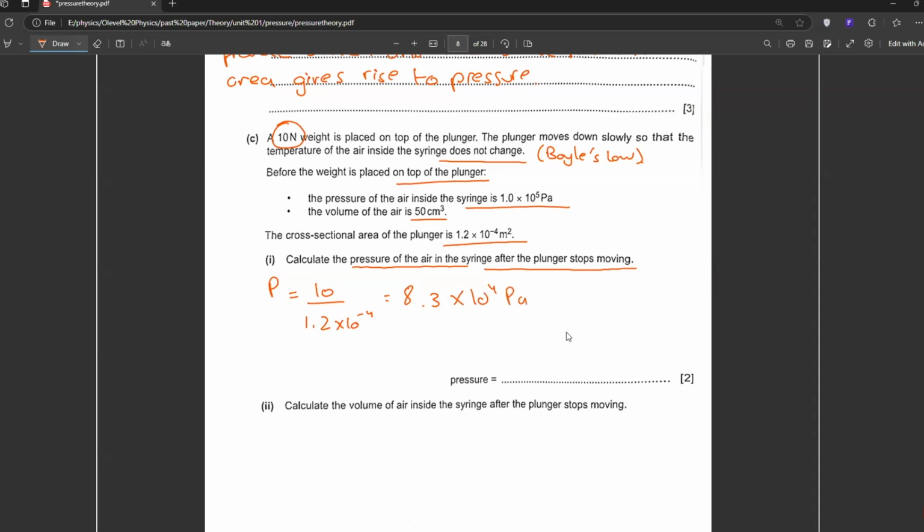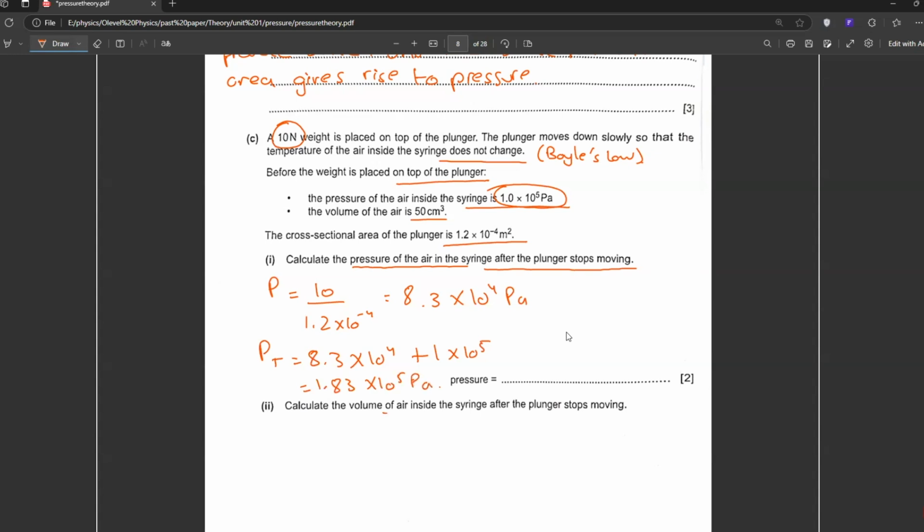What was your initial pressure? 1 into 10 raised to the power of 5 pascal. What will your total pressure be? 8.3 into 10 raised to the power of 4 plus 1 into 10 raised to the power of 5. Let's calculate that. Your total pressure comes out to be 1.83 into 10 raised to the power of 5 pascals.